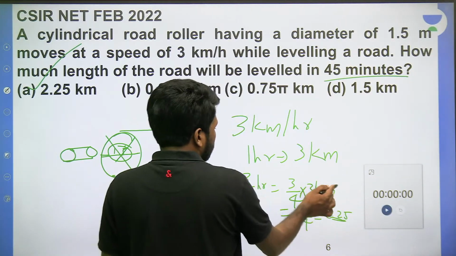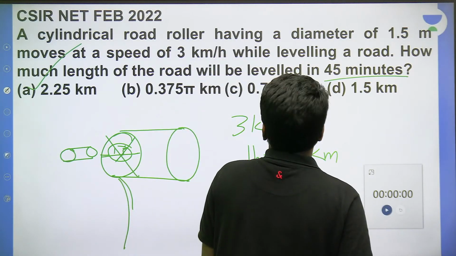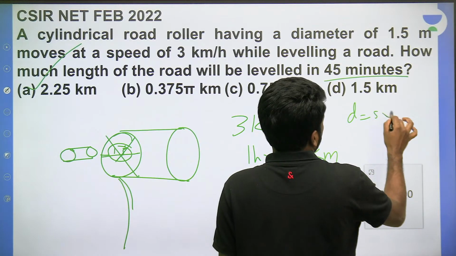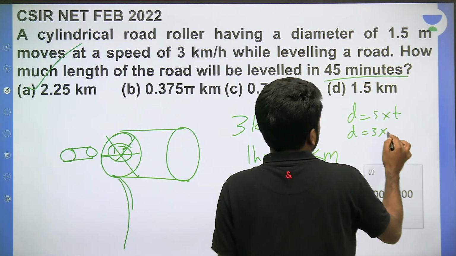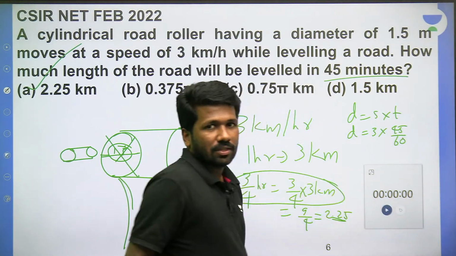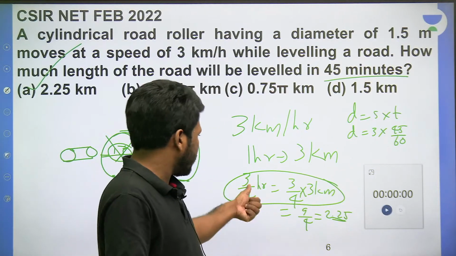Yeah, if you didn't understand this logical idea, use the formula. We need to find what? Distance. Now, how much length of the rod will be covered? Distance equal to speed into time. So, distance equal to speed 3 into time, 45 minutes. 45 minutes is 45 by 60 hours. Now, you can directly think 45 minutes is 3/4 of an hour. That is what I did here.